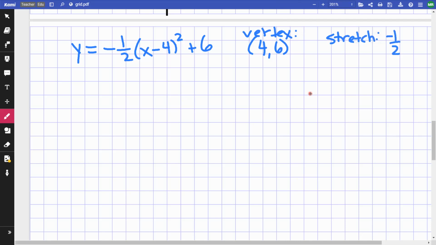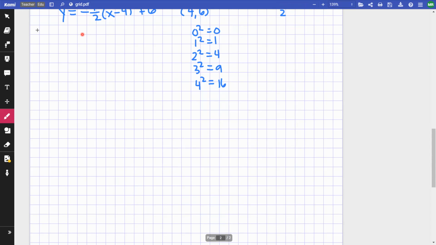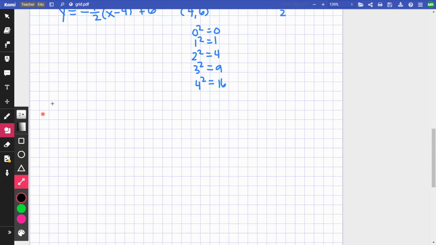So when I'm thinking about doing my 0 squared and 1 squared and 2 squared and 3 squared, and I'm going to multiply it by the stretch, I'm going to be multiplying these by a negative 1/2. So I'm going to go half as high. Okay, 4 squared would have been up at 16, but I'm going to go half as high. So on this one, what I'm doing is, let me just get my graph.